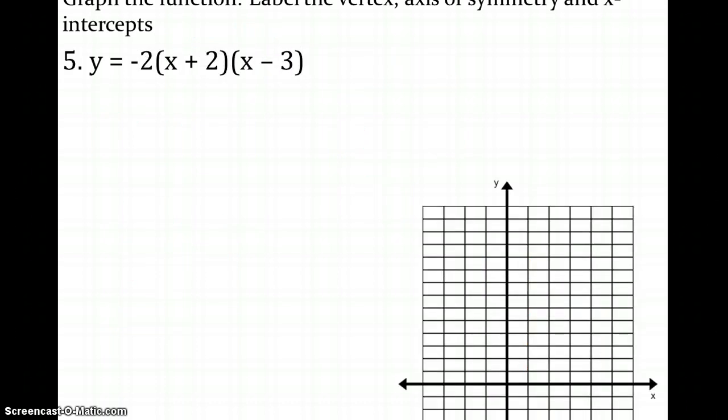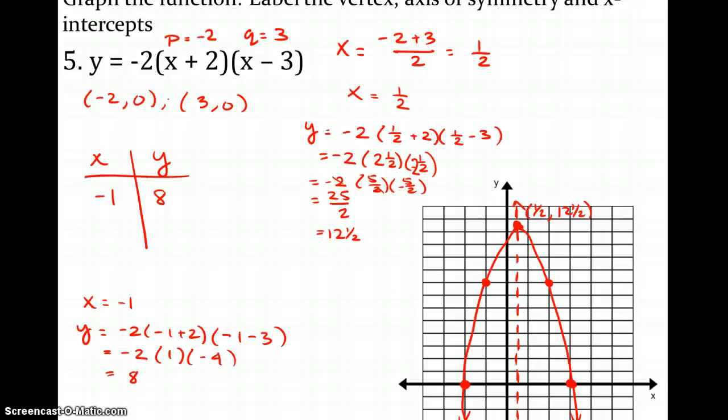Here's what we'd like for you to do. Try number 5 the same way that we did number 4. Use your notes as a guide. Pause now and unpause when you're finished. Alright, good job, Miss Bontempo. Hopefully you really did pause it and you did your work.